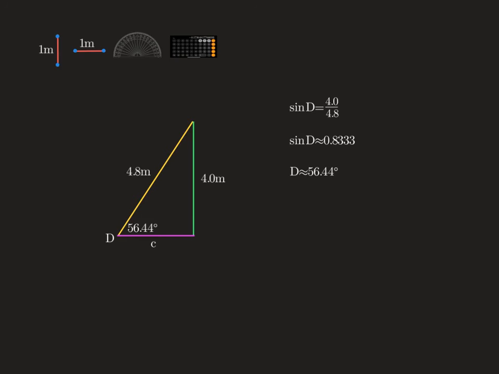And now that we have that angle, we can easily find the value of this C. So we just say cosine of 56.44 times 4.8 is equal to C. So C equals 2.65 approximately, and that's in meters.